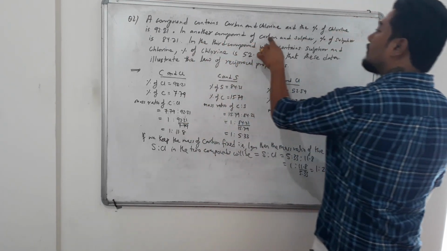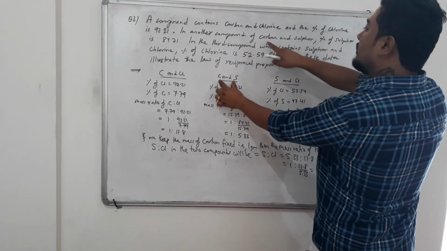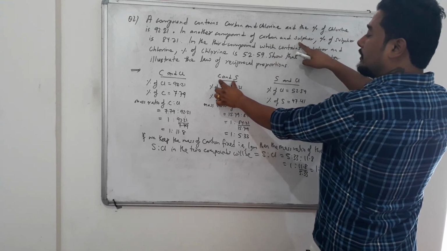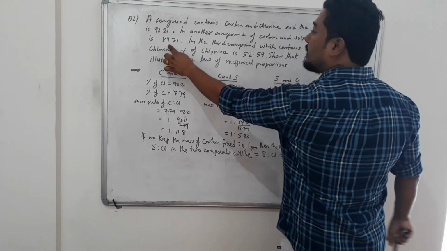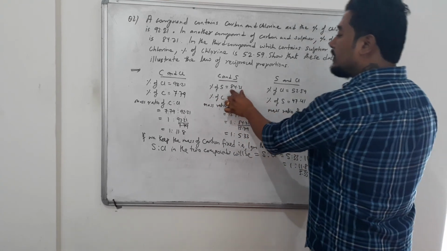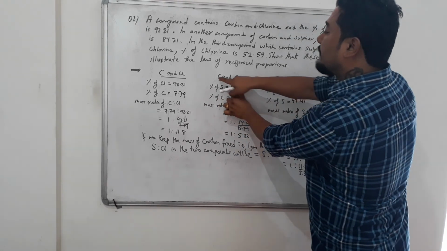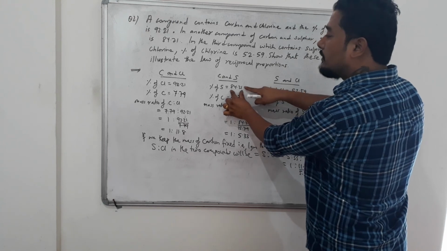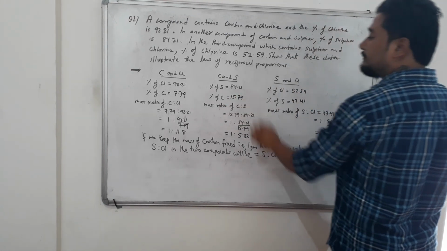In the other compound of carbon and sulfur, the percentage of sulfur is given as 84.21. So if you have the percentage of sulfur, how to find for carbon? By subtracting this from 100, we will get 15.79.